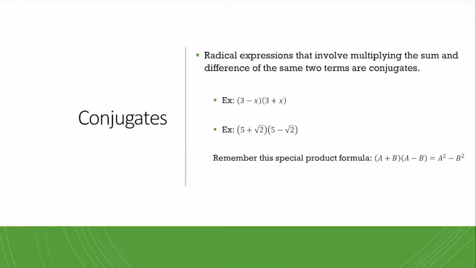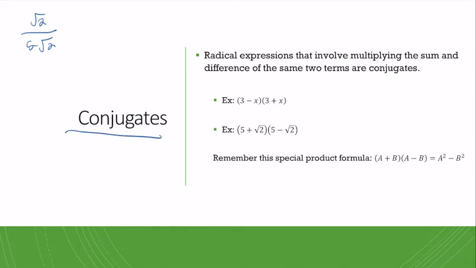Now I had hinted earlier, what do I do if, for instance, I have a radical that's the square root of 2 over 5 minus the square root of 2, and I want to get rid of my radical in my denominator? We don't like radicals in our denominators. So what we're going to do is multiply by the conjugate.